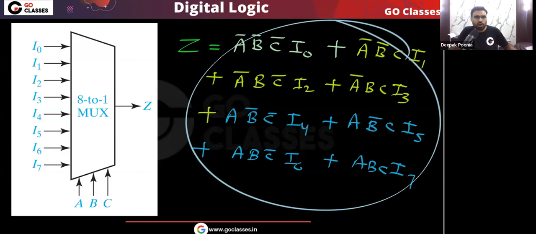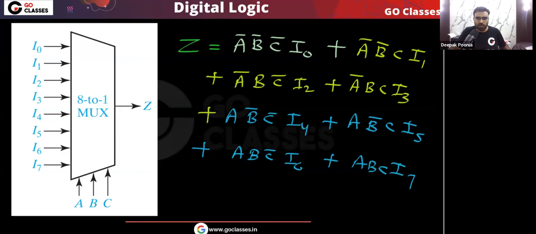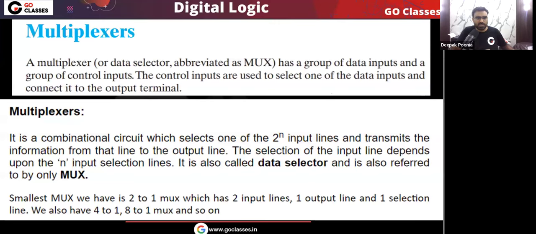This will be the expression for output Z. Okay, very simple. I hope you understood. So we have seen the definition of multiplexer. Multiplexer is a digital circuit which has two power n input lines and select lines and one output line. Okay. Now let's move on.